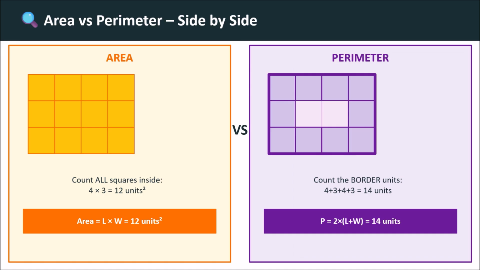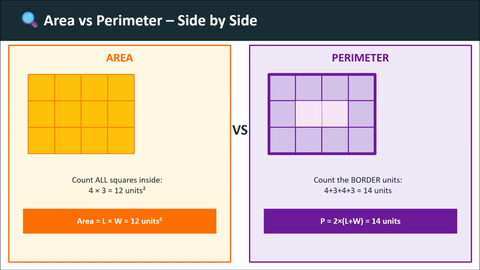Alright, let us put them side by side so you can see the difference clearly. On the left side, we have the area. Every single square is filled in. We can count all the colored inner squares. We are having 1, 2, 3. When you count all together, you will get 12 colored squares. So the area is 12 square units. But on the right side, we have the perimeter. Only the squares on the edges or the boundary, the highlighted ones, we are going to count. So we can count around as 4 plus 3 plus 4 plus 3, which is equal to 14 units.